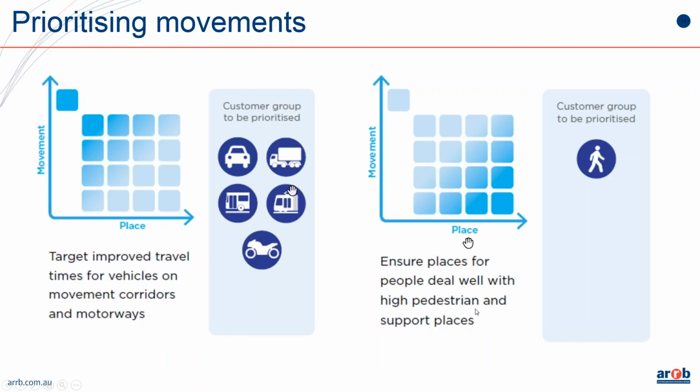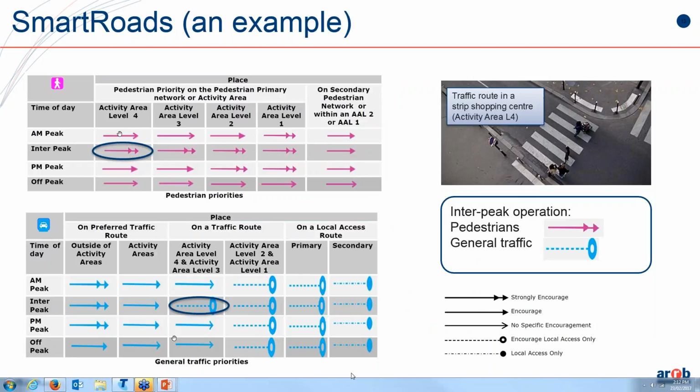Now, this is one specific example of such rules that I was talking about. This is the SmartRoads tool example. In particular, these rules will have a certain place function, so activity area level 1, 2, 3, and 4, wherein level 4 is actually a strip shopping center. Now, if it's located in the pedestrian primary network, then these rules will govern.